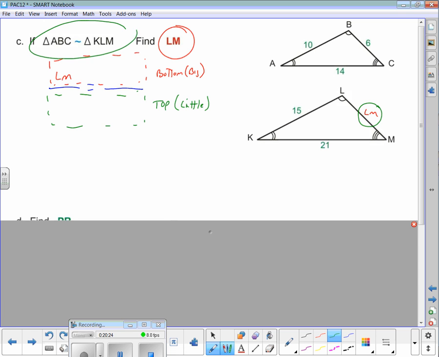Look back over here at the triangles. Here's LM, so what side has to go with it? BC, right? And so what is the value of B to C? It is a 6, so that's going to go in the bottom of our proportion. We have an LM on the top and a 6 on the bottom.